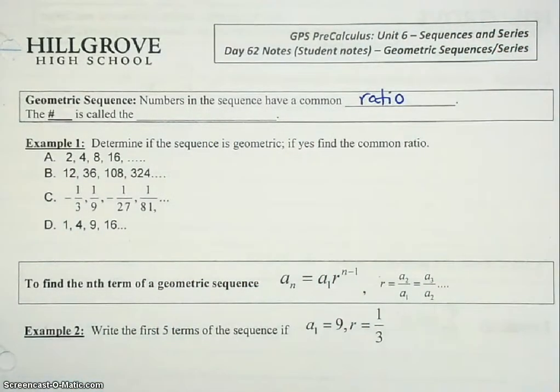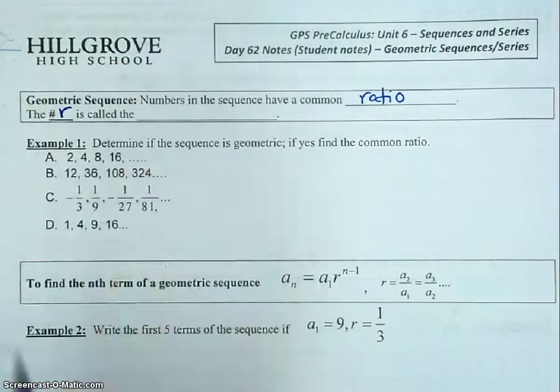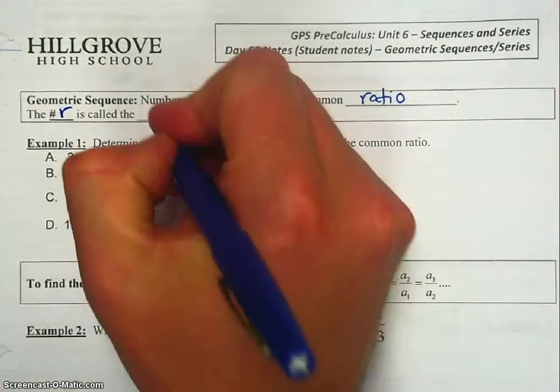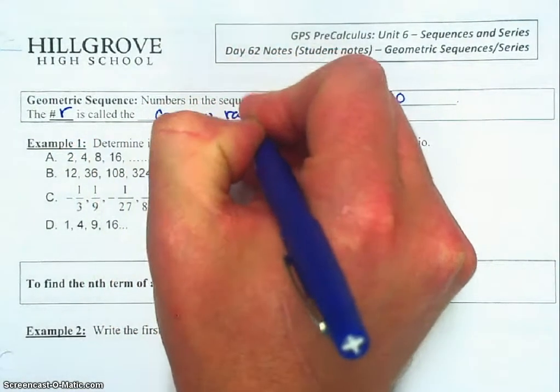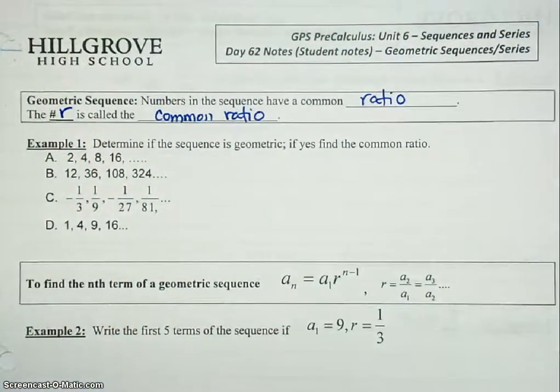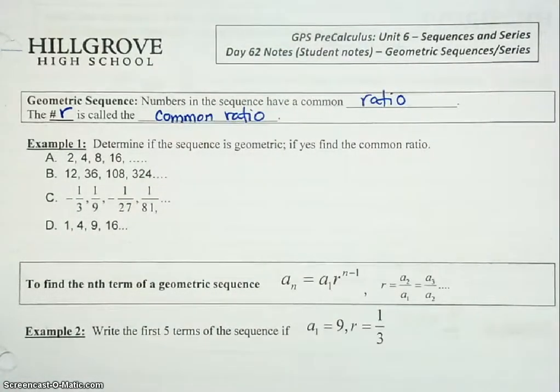And the reason we say ratio is because we could multiply by a fraction, for example 1/2, but if we multiply by the number 2, that could still be written as a ratio in the form of 2/1. And we don't use D. D stands for difference. So for common ratio, we're going to use an R. So the number R is called the common ratio. So the pattern we're looking for here is, are we multiplying by the same number every time?